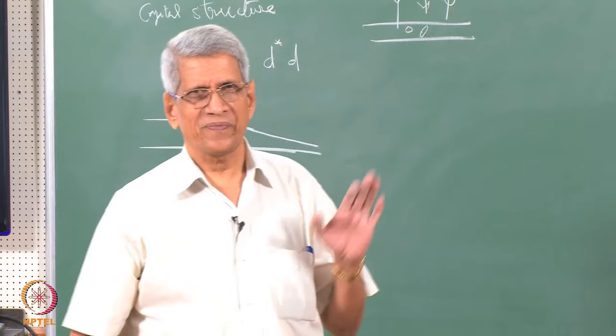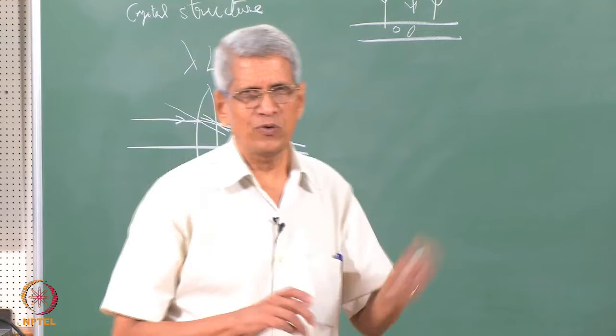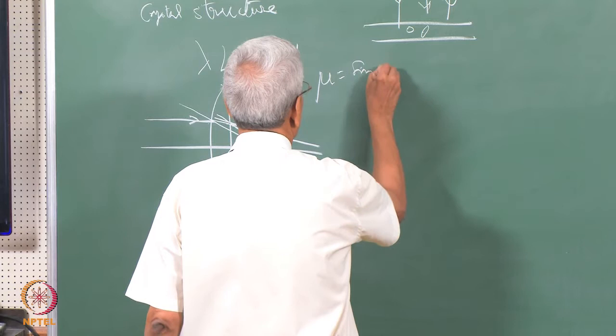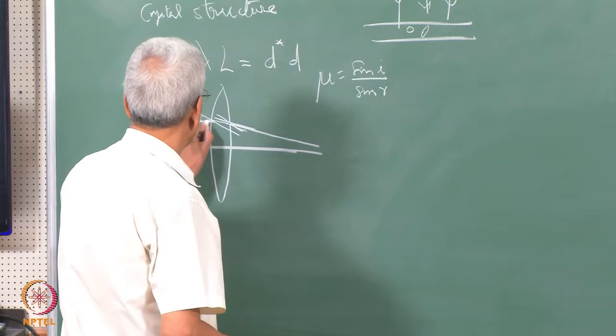draw the ray diagram graphically, we have to use Snell's law. Snell's law essentially says mu equals sin i by sin r, where i is the incident angle and r is the refracted angle, correct?